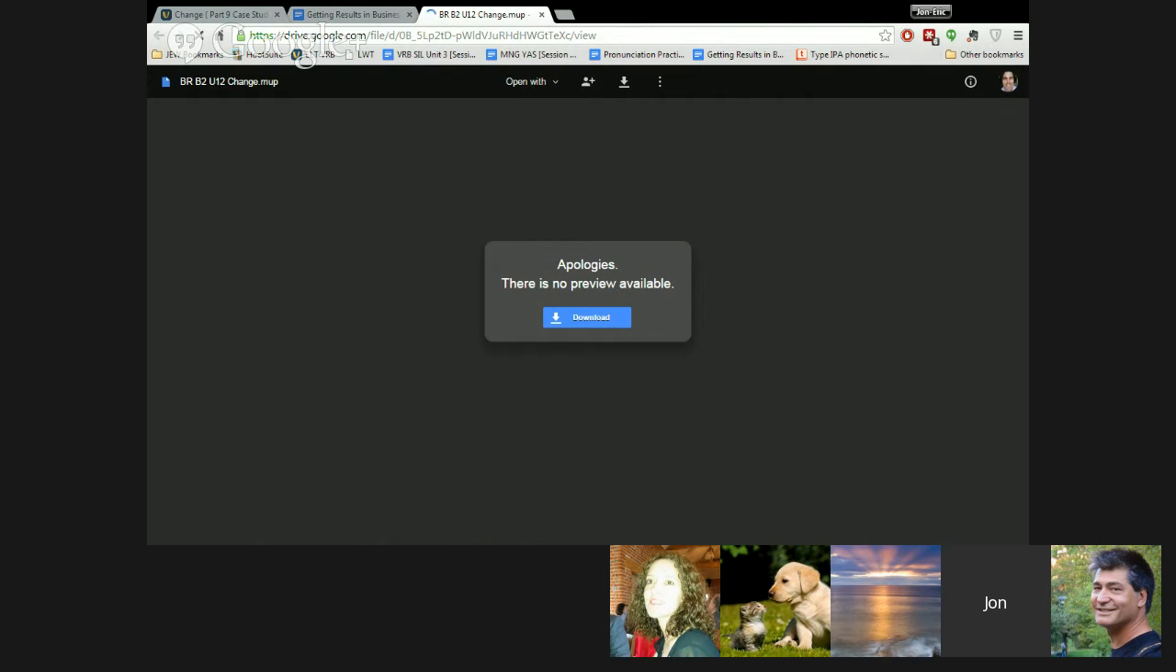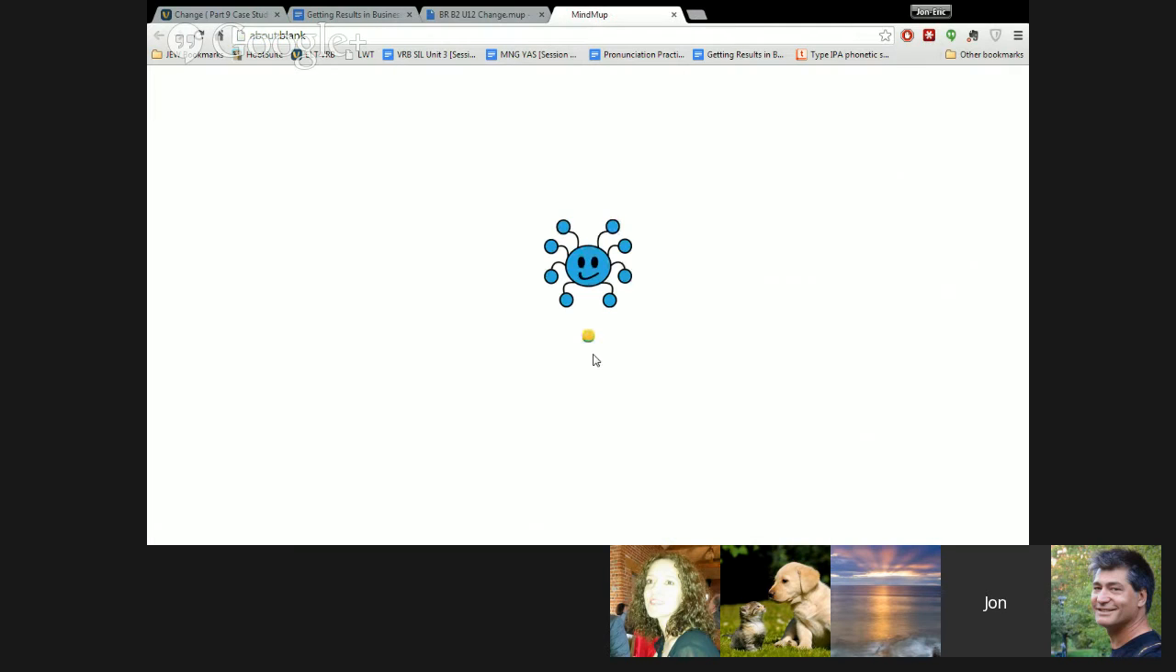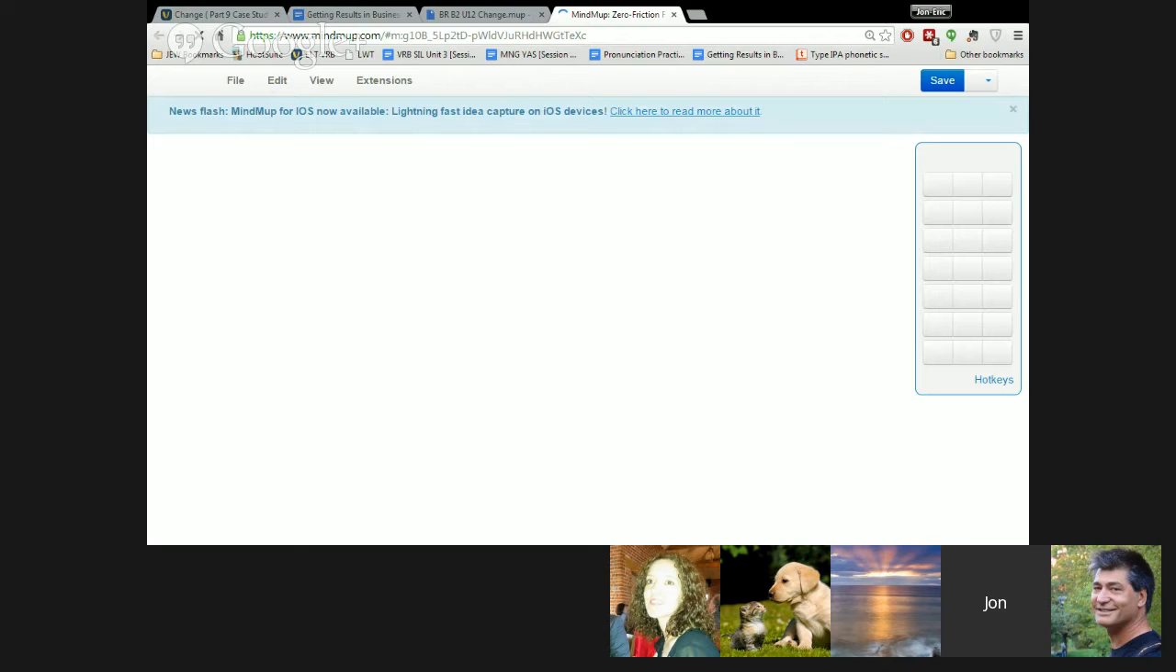By the way, if you want to open the mind map yourself, you'll get this screen that says there is no preview available. But if you click Connect More Apps, you'll be able to add this app, which is a free app called Mind Map, and that will allow you to open the map in your browser. You can also download it, okay? But anyway, if you want to open it in the browser, use the Mind Map application. It's free. And then don't forget to save a copy to your Google Drive, which you can do here under the top right side.